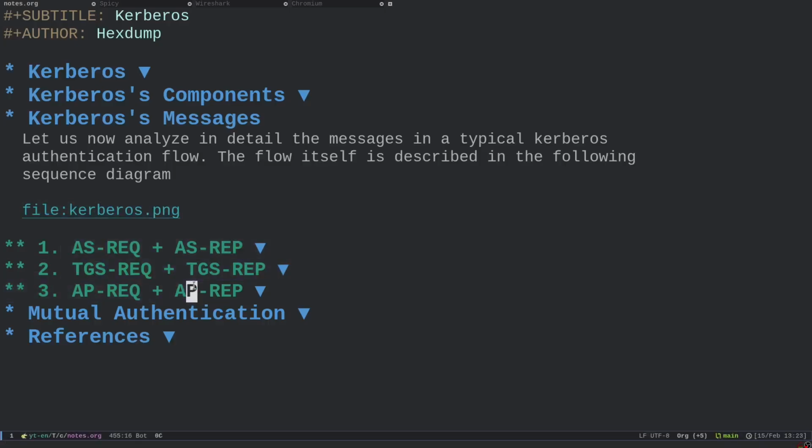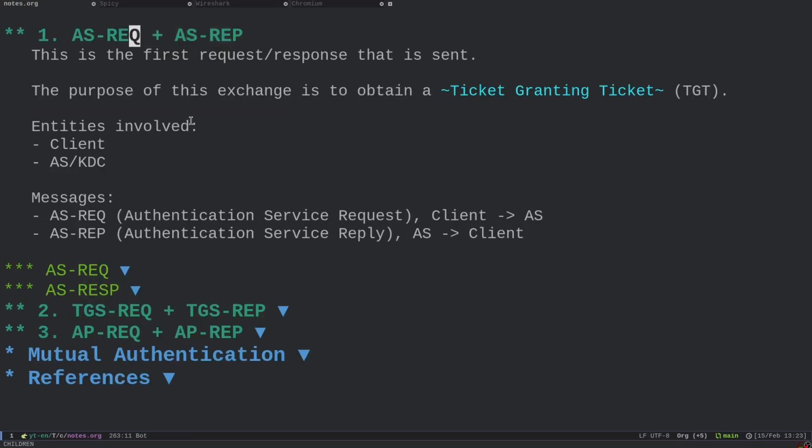So let's go through these various requests and responses. Here I have three: AS-REQ, TGS-REQ, and AP-REQ. This is the first request-response that is sent. The purpose of this exchange is to obtain a ticket granting ticket. The entities involved are the client and the authentication service, which is part of the KDC, and there are two messages: AS-REQ, the authentication service request from the client to the AS, and AS-REP, the authentication service reply from the authentication server to the client.